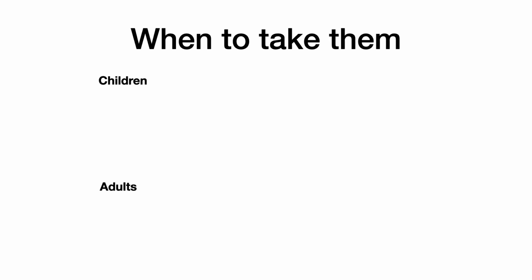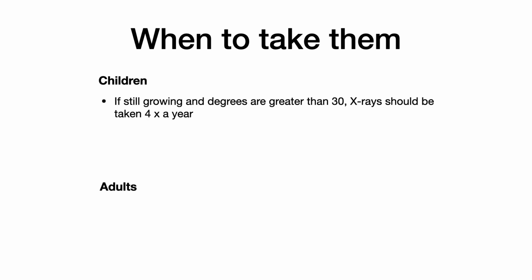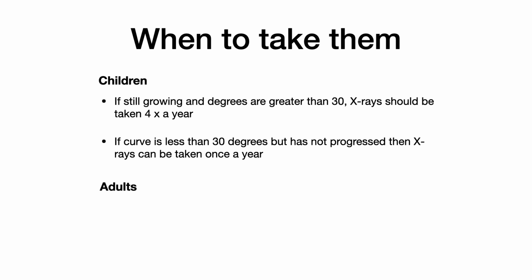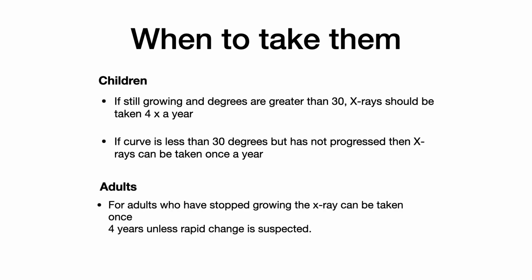Now when should you take an x-ray? Well, if your child has scoliosis, is still growing and their curve is more than 30 degrees, x-rays should be taken 4 times a year. If the curve is less than 30 degrees and has not progressed, then the x-rays can be taken just once a year. The reason for that is that during the growth spurt of children, the curve can increase rapidly. For adults who have stopped growing, they can have an x-ray just once every 4 years, unless some sort of rapid change is suspected.